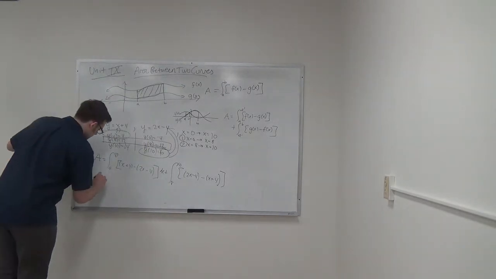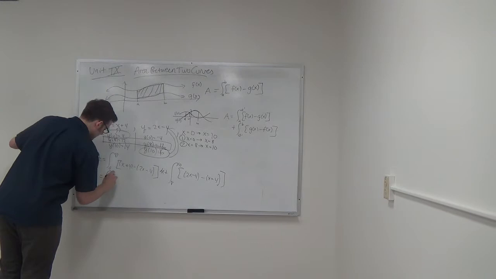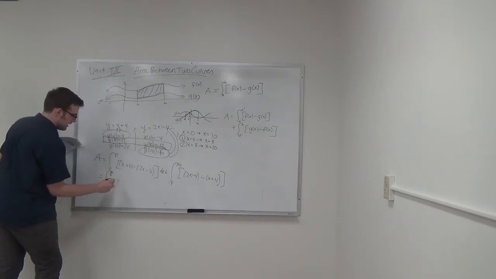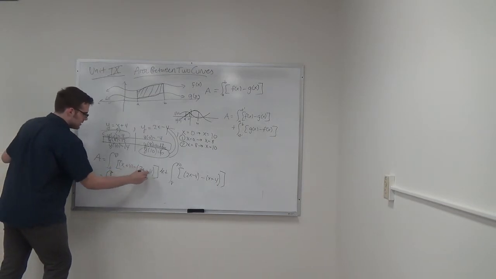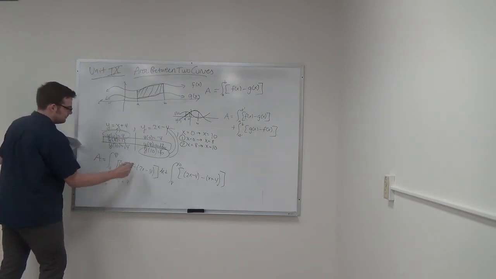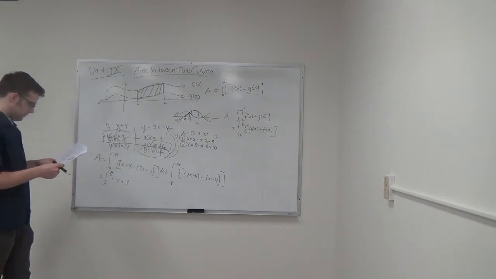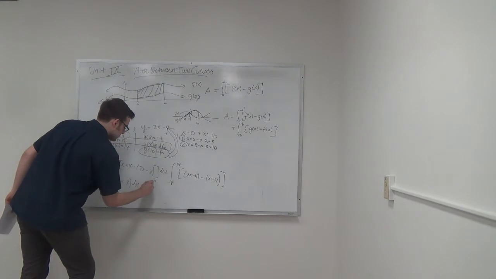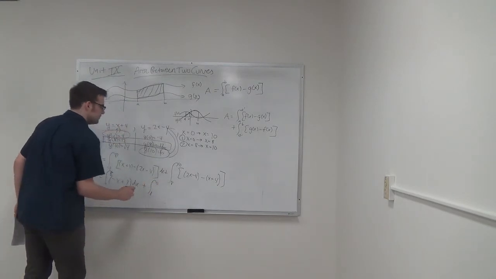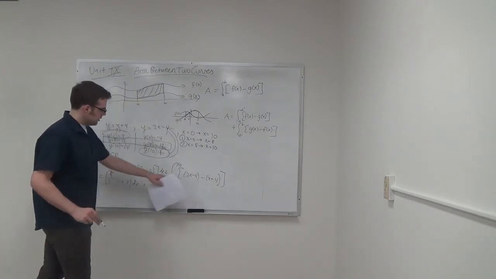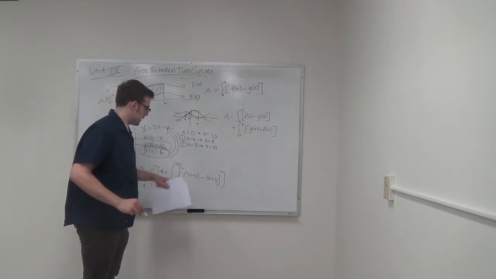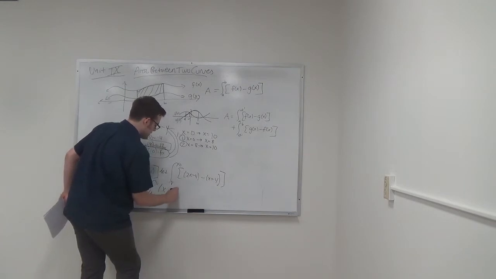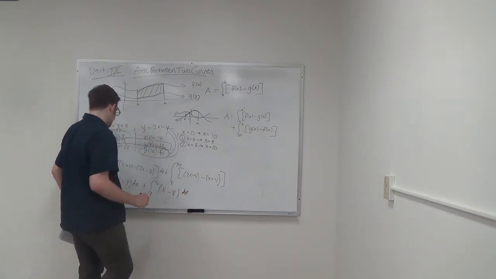So that gives us the integral from 0 to 8. x minus 2x is negative x. 4 minus negative 4 is plus 8 dx, plus the integral from 8 to 10. 2x minus x is x. Negative 4 minus 4 is minus 8 dx.